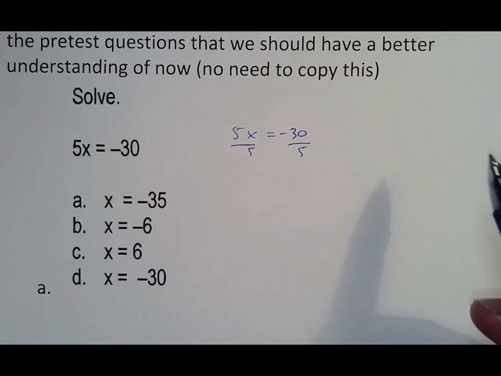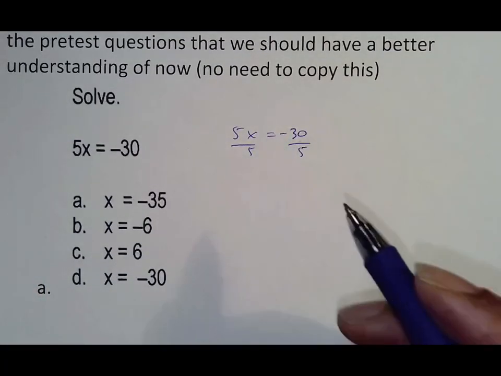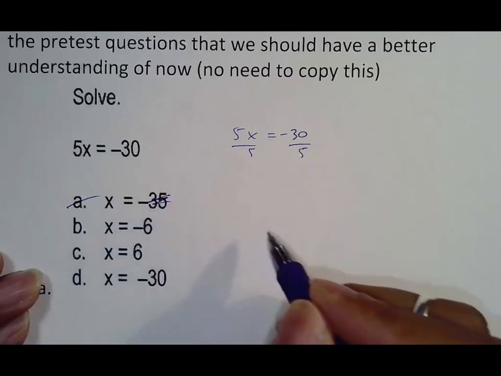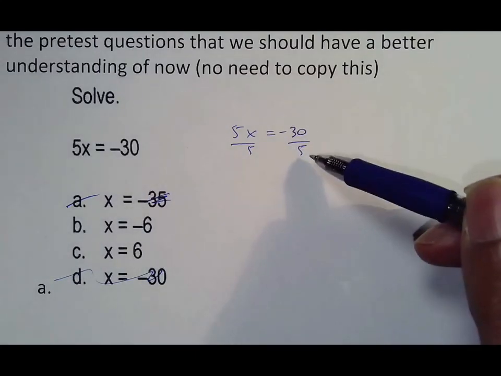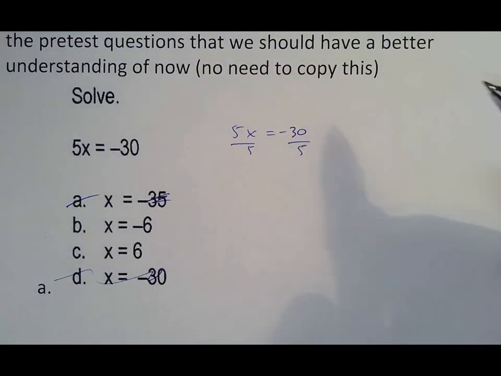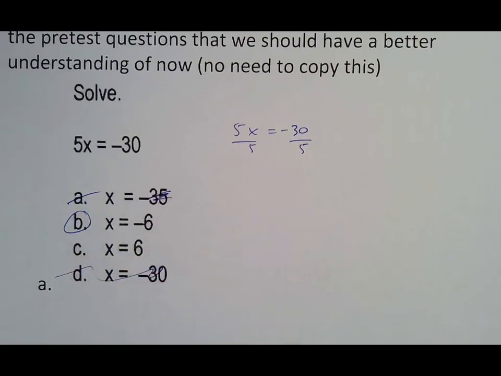Now let's use common sense here. Anytime I take 30 and divide by 5, there's no way I get a 35. There's no way I get a 30. It's either 6 or negative 6, and one of the things we learned was when the signs are the same, it's positive, and when the signs are different, it's negative, which means it has to be this one.